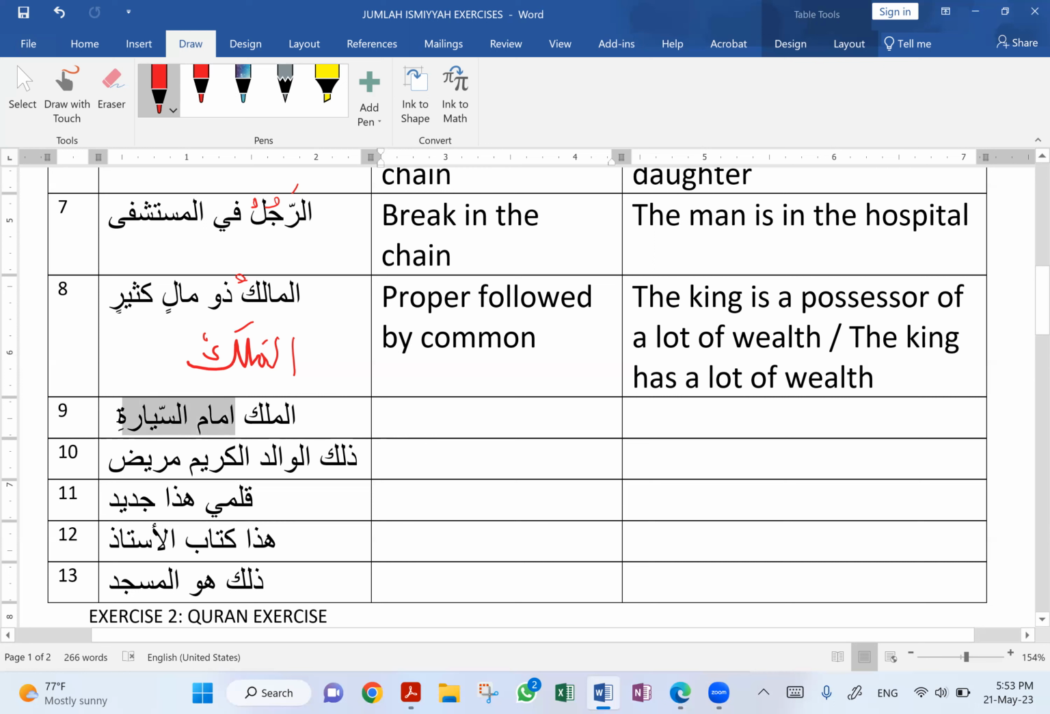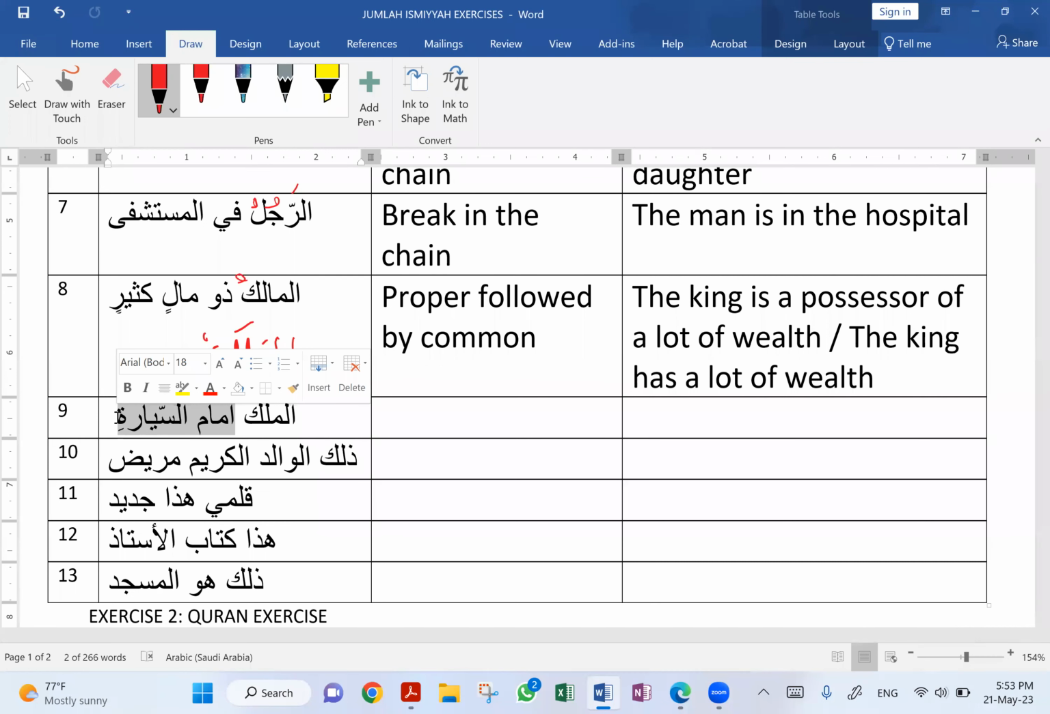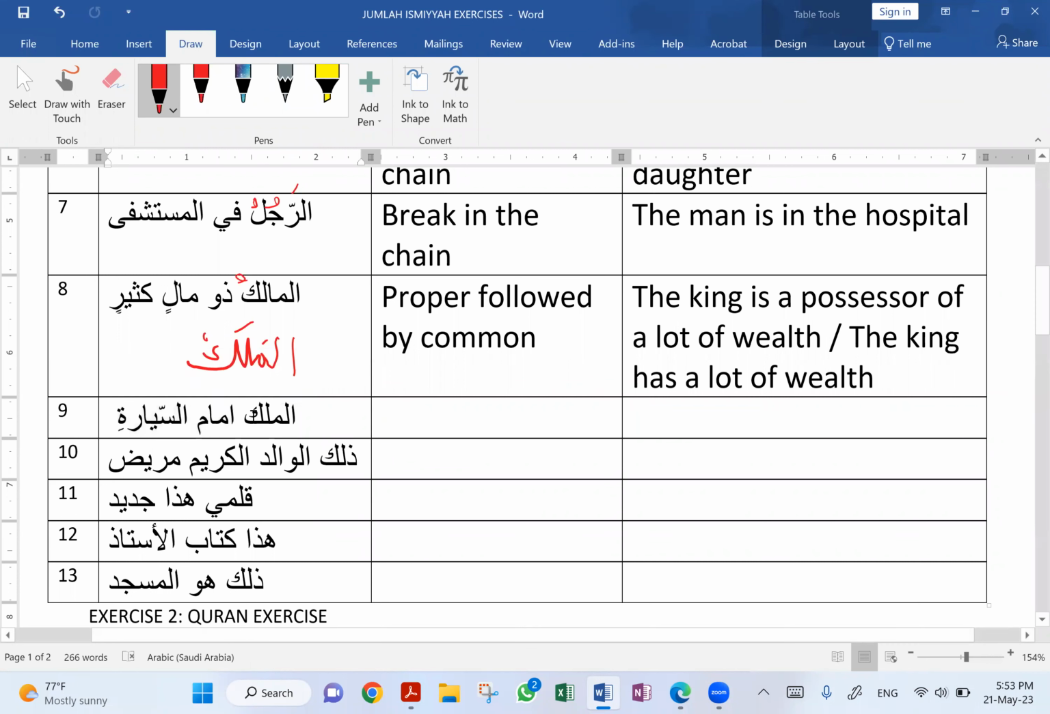So what is this? Yeah, this is mudaf ilayh. So is the break in the chain after Al-Maliku? Okay, good. There's a break in the chain. But wait, Amama Sayyara is proper. What do you guys think?